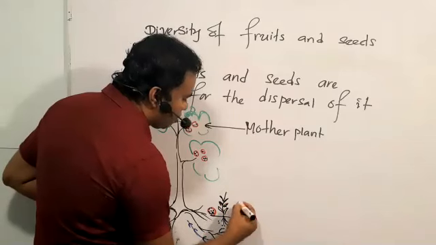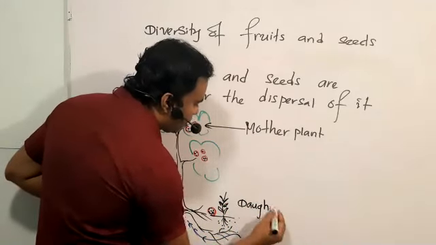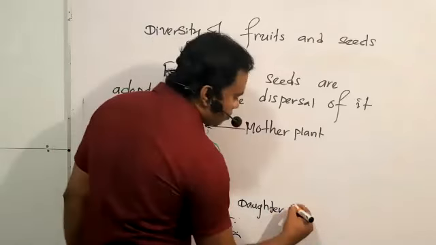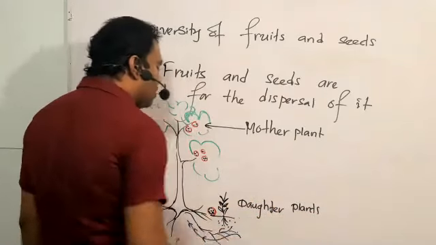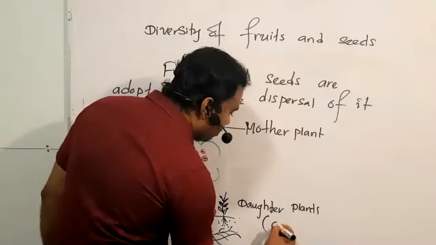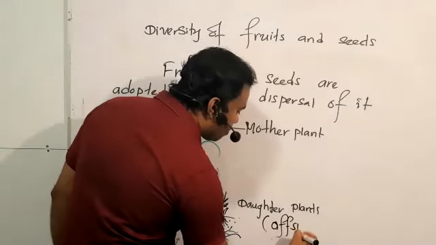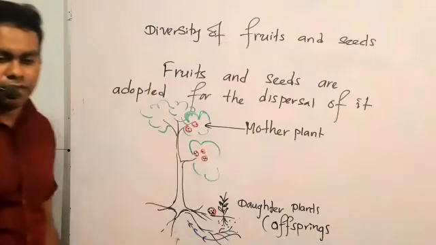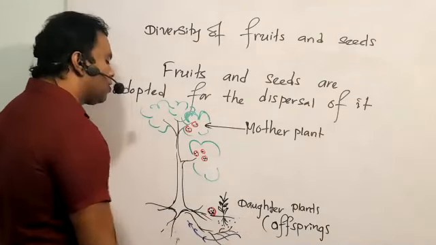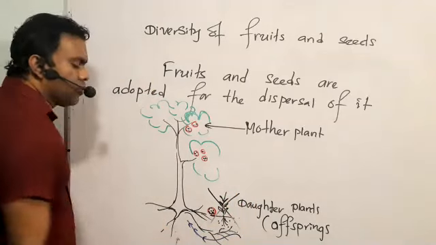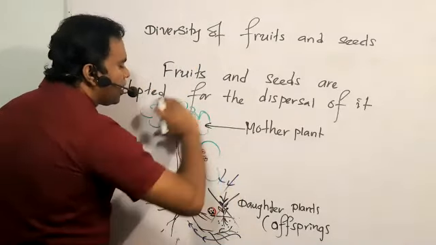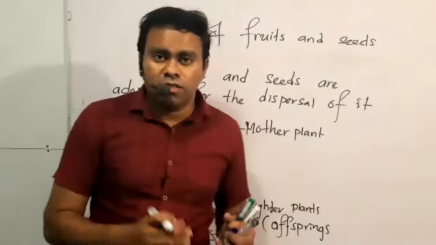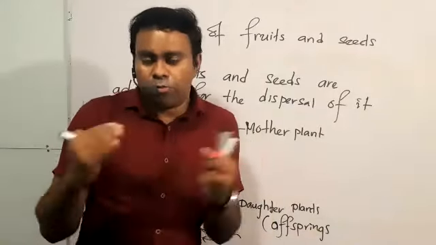That's not reasonable, is it? Daughter plants, D-A-U-G-H-T-E-R. Scientifically, daughter plants or daughter organisms are known as offspring. So what happened finally? The daughter plant dies due to the absence of nutrients, lack of water and lack of sunlight, because of the shade of the mother plant. This daughter plant cannot take enough light.